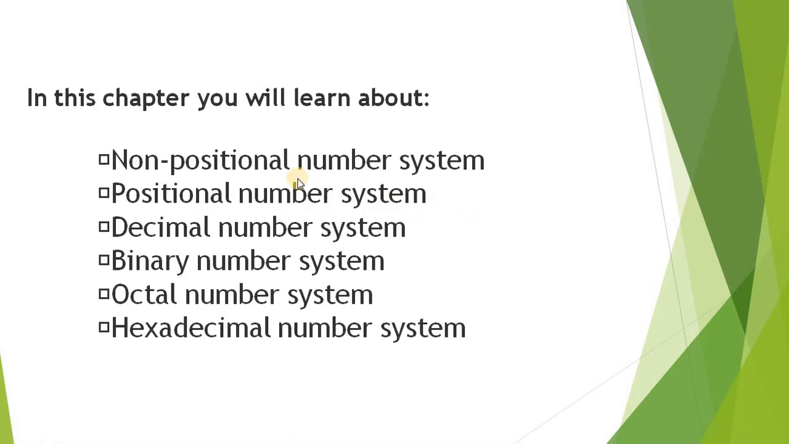So we broadly categorize the number system into two. First we are going to deal with the non-positional number system, and then we are going to understand the positional number system, and then we are going to deal with the different types of number systems available in the positional number system, that are decimal number system, binary number system, octal number system and hexadecimal number system. And we are going to understand what are the base values of these different number systems and what are the symbols present in them.